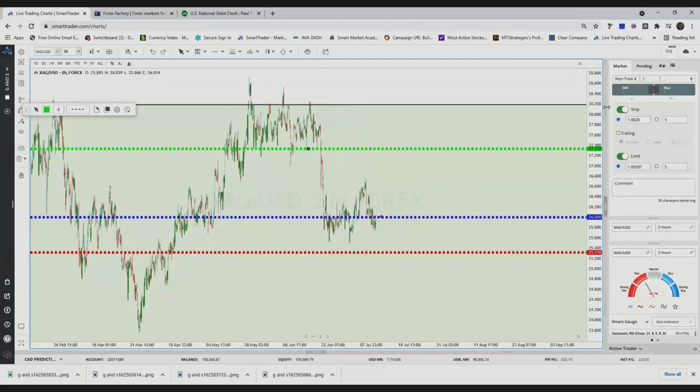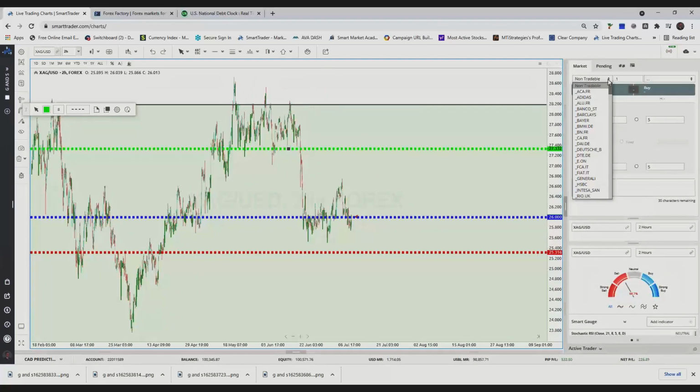And this is going to say non-tradable instrument here. Okay, so what I need to do is scroll down, select silver. See if we can find this thing. There we go. Okay, now my stop loss, I need to plug that in, 25.316.